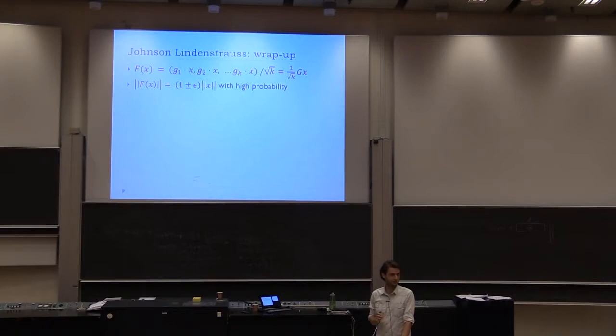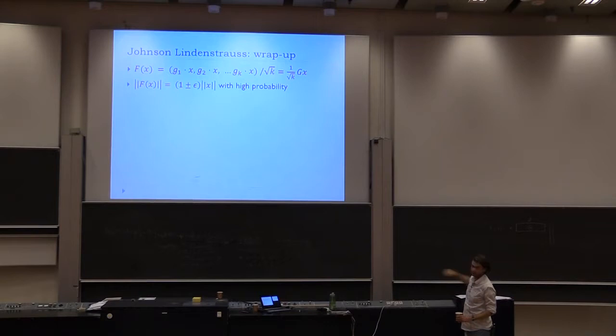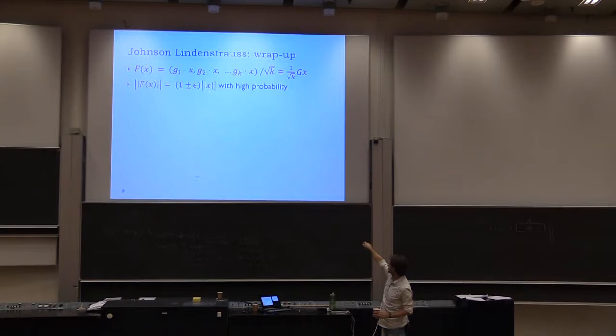Just to wrap up what I want to say about Johnson-Lindenstrauss, this is essentially the map, and the best way to see it is, up to a normalization factor, it is just a matrix G times x, where matrix G is this k by d matrix, where each entry is distributed as a Gaussian variable. And then the Johnson-Lindenstrauss lemma says that basically the norm of f of x is a one plus epsilon approximation of the original norm of x.